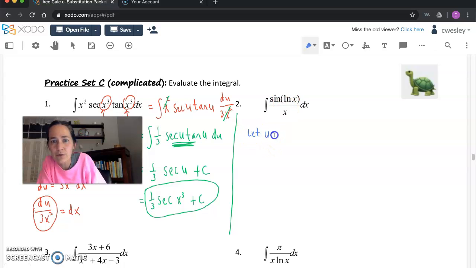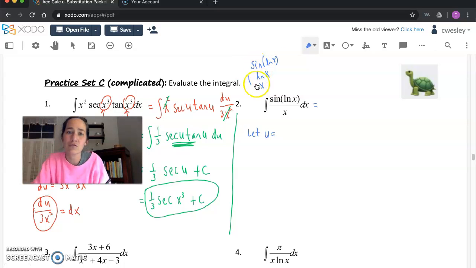Let u equal. This is the part I want to be really thoughtful about, because if we set ourselves up with a good u choice, the rest of the problem should be pretty painless. And I think we've got options. It's either the sine of the ln of x, or maybe it's the inside, the ln of x, or maybe it's just x. I can't think of any other choices besides those three things.